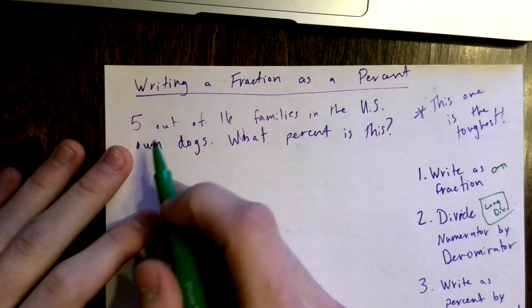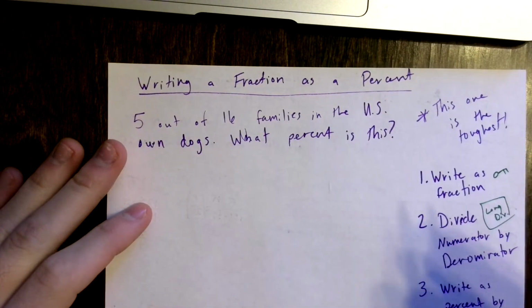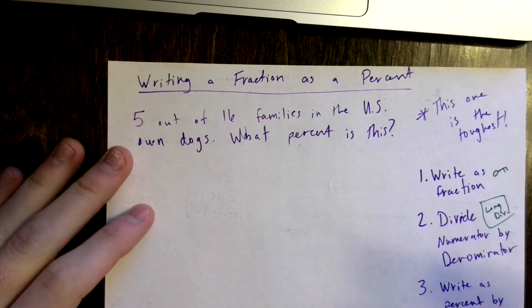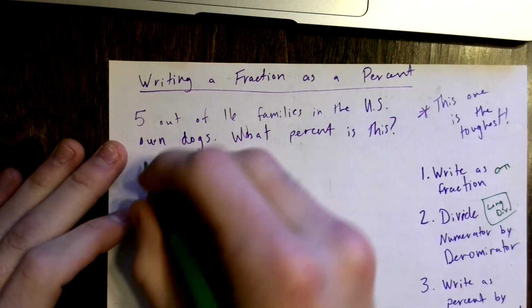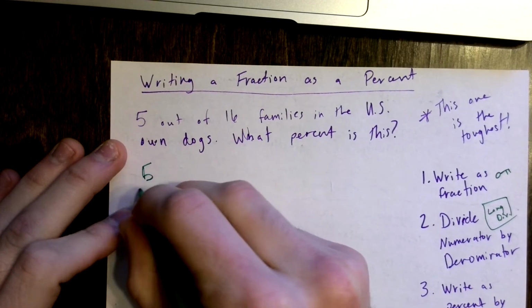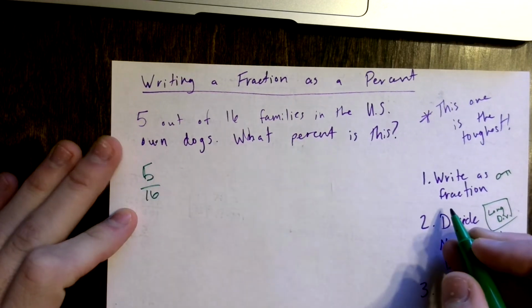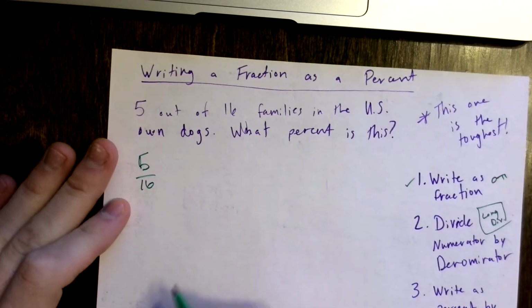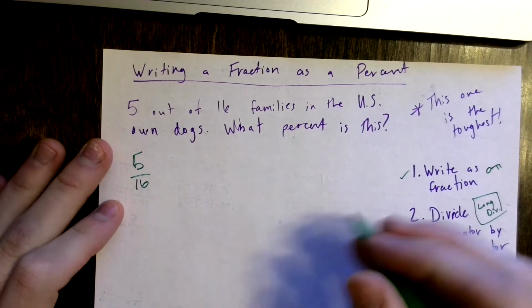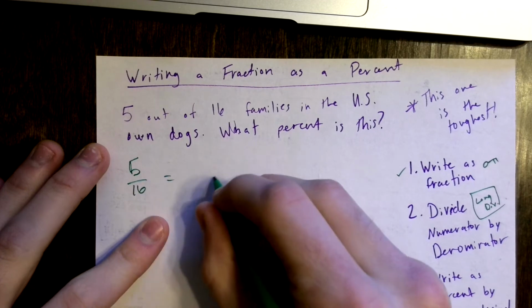Let's do it. It tells us 5 out of 16 families in the U.S. own dogs. What percent is this? Start by writing this as a fraction. That's my first step. Write as a fraction. Check. Number 2, divide the numerator by the denominator. All right, this is when we turn this into a long division.